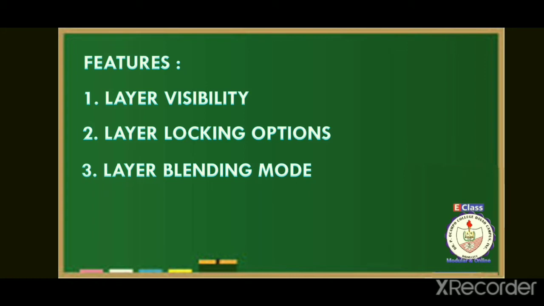Number 3 is the layer blending mode. In the layer blending mode, it shows how two layers' pixels blend with other pixels in the image. By choosing a particular blending mode from the drop-down menu, you can create a variety of special effects.